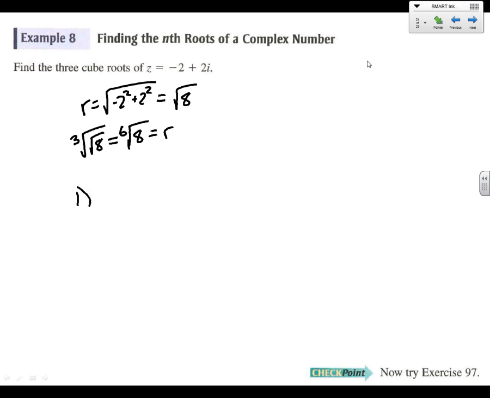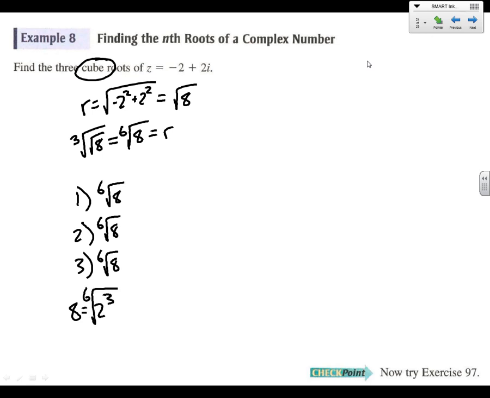And we're going to have 3 answers here. So answers 1, 2, and 3. And we have 3 answers because we're finding the cube roots here. So 6th root of 8, 6th root of 8, and 6th root of 8. And since 8 actually is 2 cubed, we're doing the 6th root of that. We can actually cancel these and just find the square root of 2. So let's just simplify that down. Square root of 2 is our r.